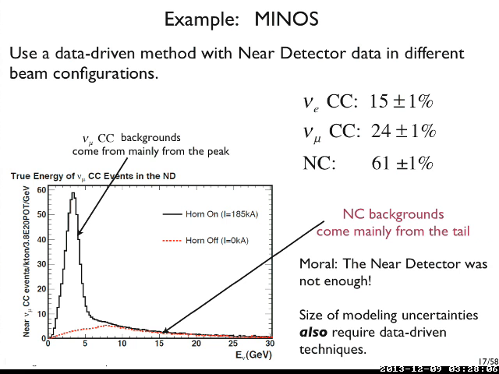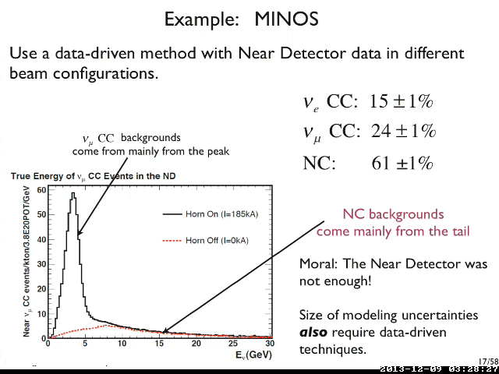Since this part of the beam is essentially gone, and that's where most of your muon neutrino charged current background events were coming from, you could use the data that you take in this beam running configuration to get an independent handle on the neutral current contribution to the electron neutrino backgrounds.